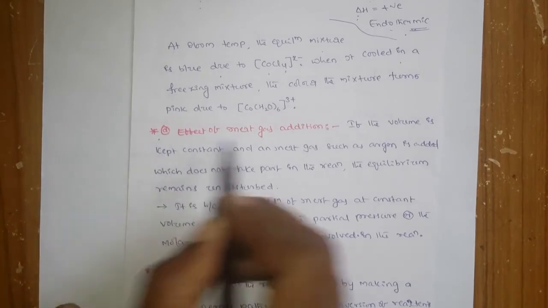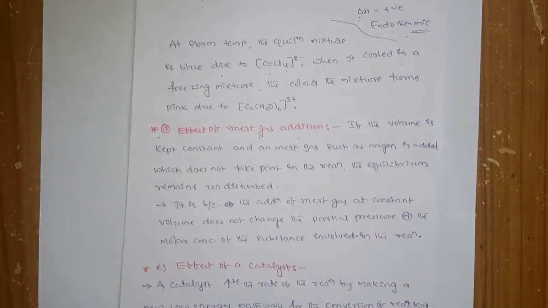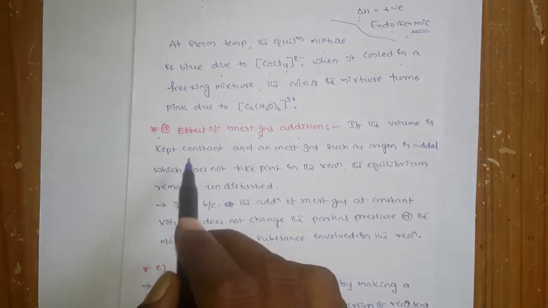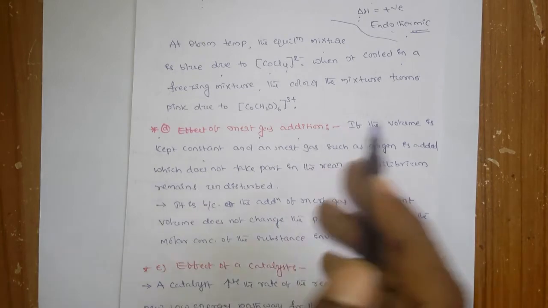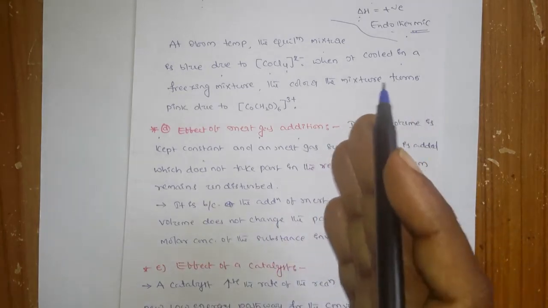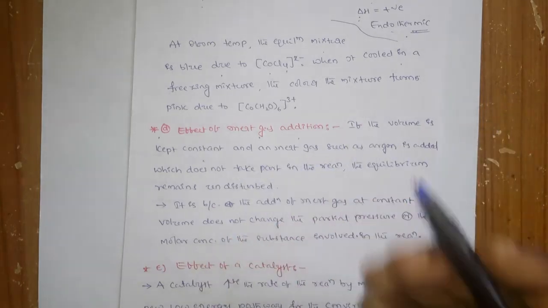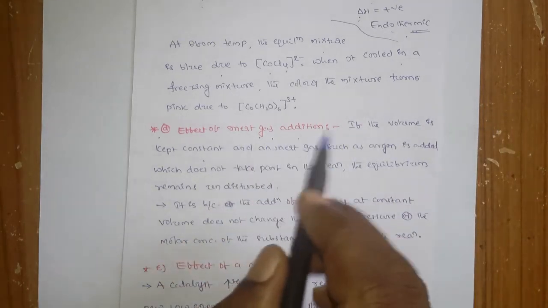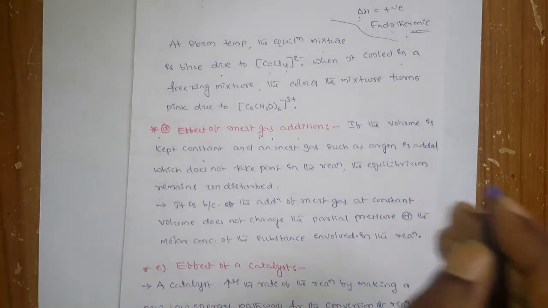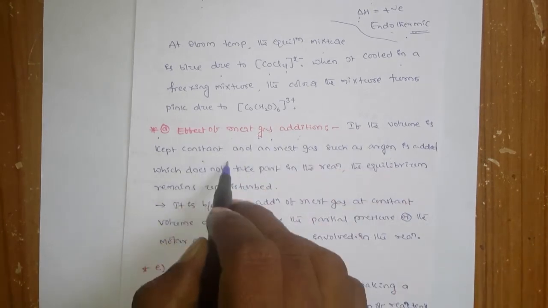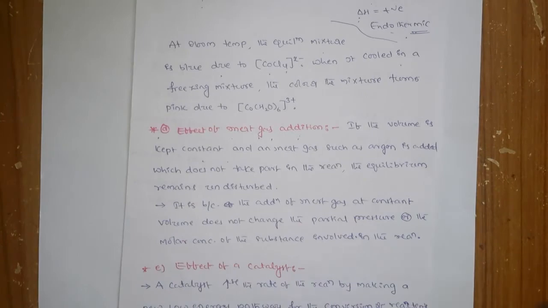Next we can go to the effect of inert gas. It is very simple. When you add the inert gas at constant volume, the pressure is also constant. If both are constant, there is no much effect of inert gas on the equilibrium. So the effect of inert gas addition at constant volume is negligible. That is the only thing.